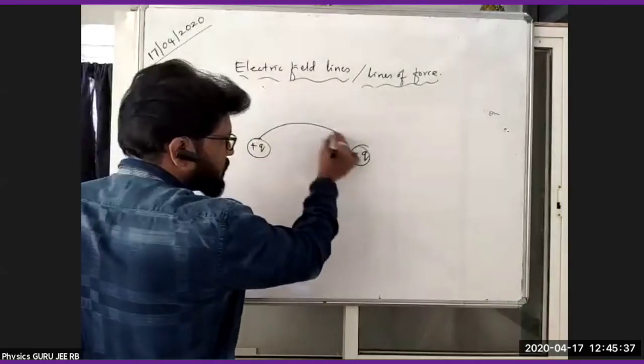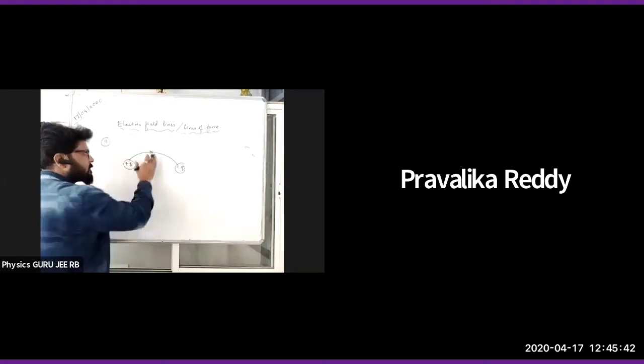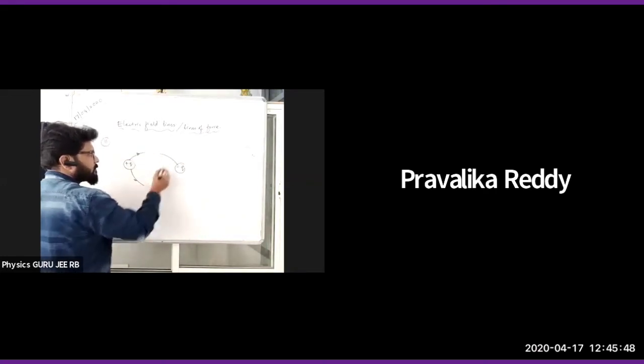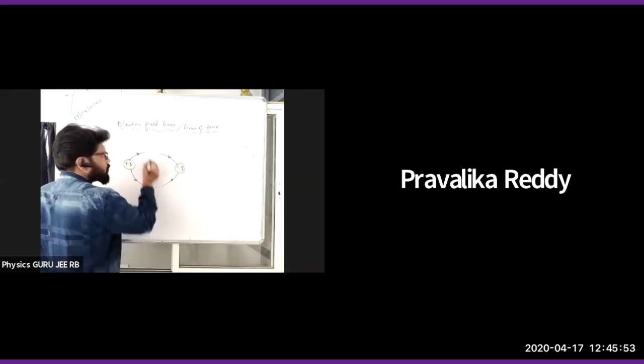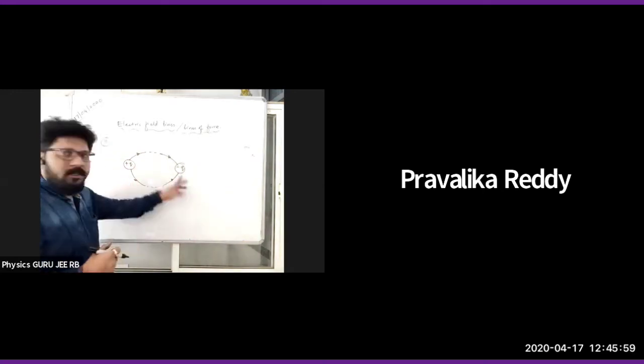So this is a positive charge, this is a negative charge. Electric lines move from positive to negative, so they are intersecting. Otherwise, I can show it like this. This line is going away from it, this is also going away from it, and this one is going towards it, so these two lines will be joined. That means these two can intersect each other, since one is positive and one is negative.